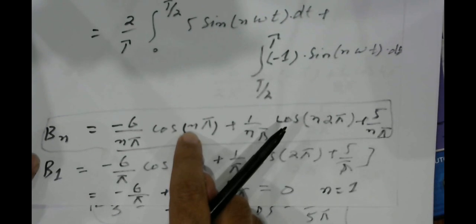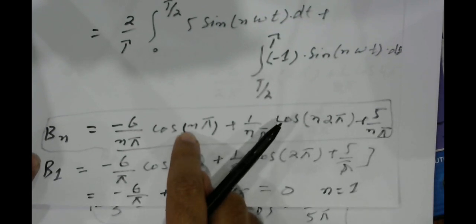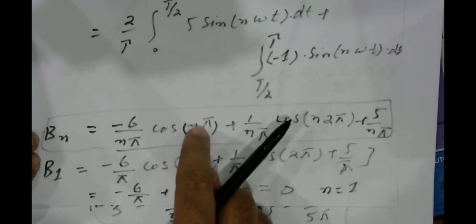How do I find these values? We just put different values of n over here, and we get this. First we put 1, we get b1. Then we put 2, we get b2. Then we put 3, and so on.